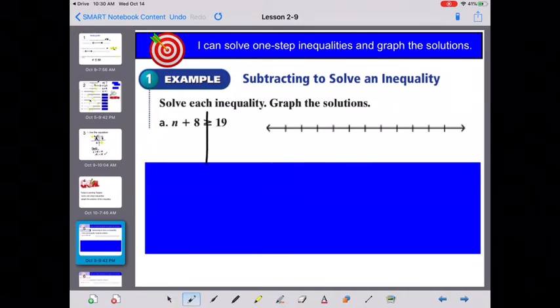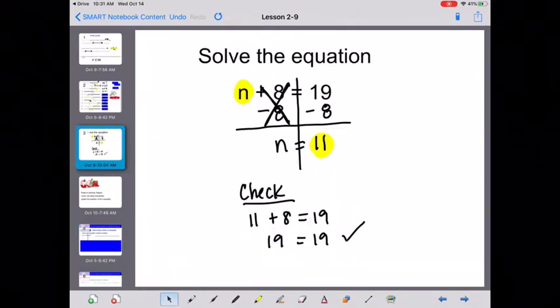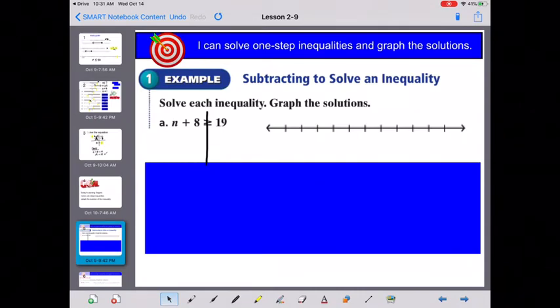The first thing you're going to do is draw a line, this time through the inequality instead of the equation. Then, like my last example, notice it said n plus 8 equals 19. Here I have n plus 8 is greater than or equal to 19. Watch how similar the steps are. N is adding 8, so I use the inverse and I subtract 8. And I get n is greater than or equal to 11.